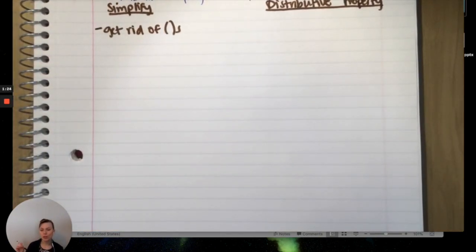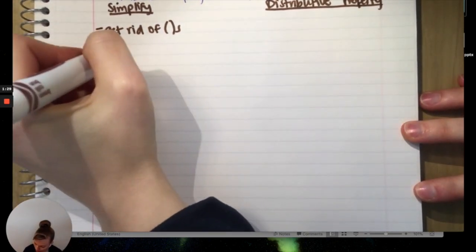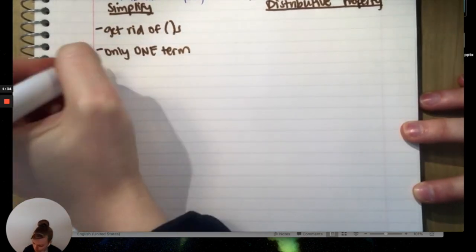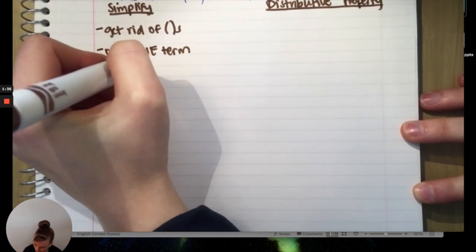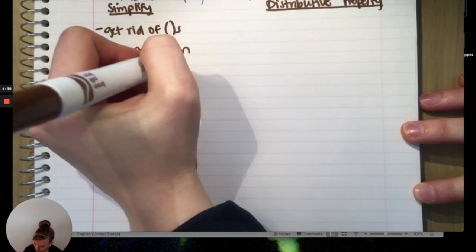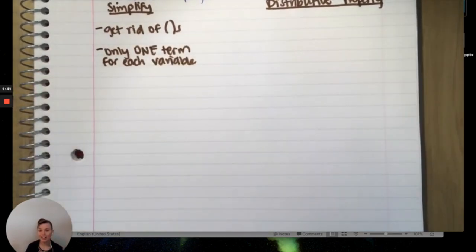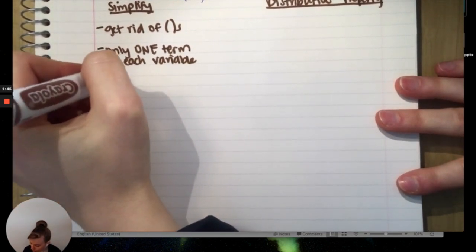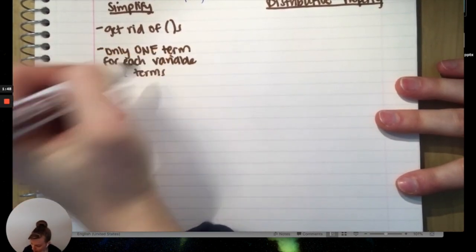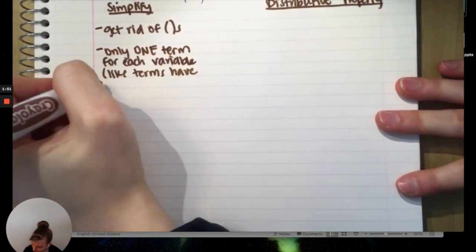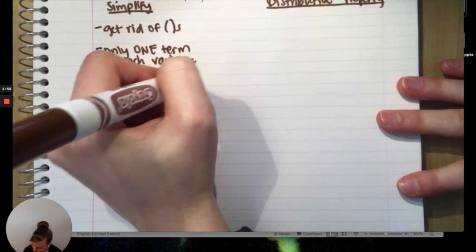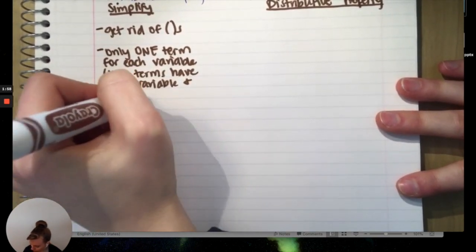To simplify, one of our goals is to get rid of parentheses. At the end, we should have an expression with no parentheses at all. We should have only one term for each variable, i.e., we're combining all of our like terms. As a reminder, like terms have the same variable and same exponent.